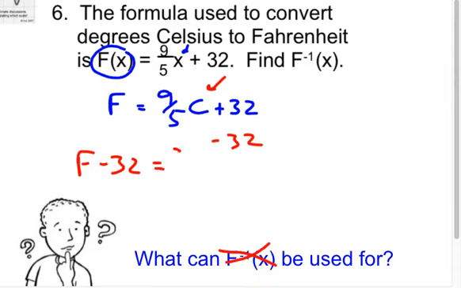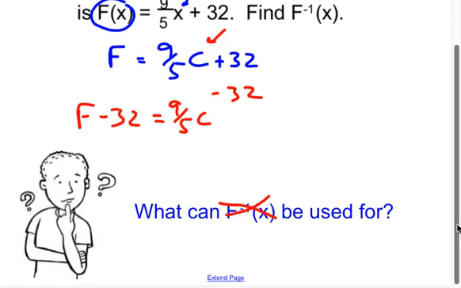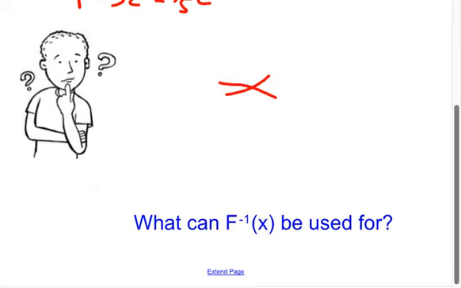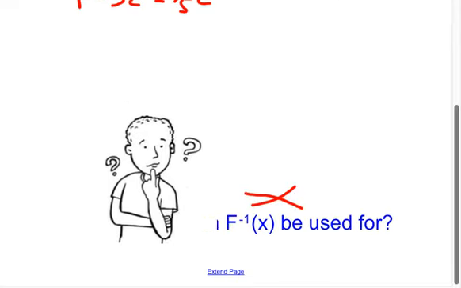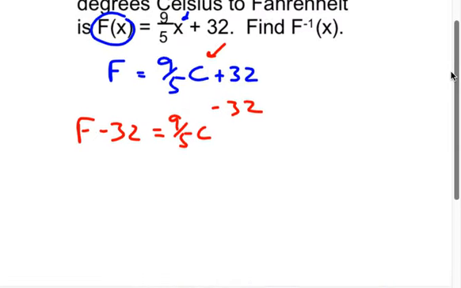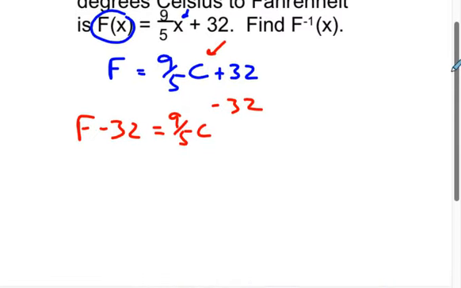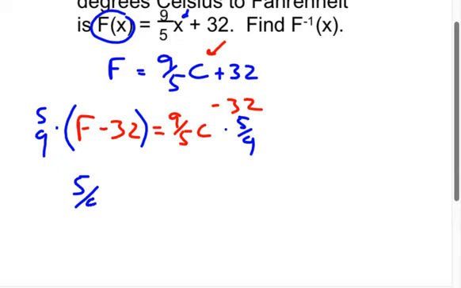equals 9/5 C. Now there's a couple different things you can do here. I could just multiply both sides by 5/9. But you're multiplying it by this whole thing, so it should be in parentheses. So this would be 5/9 times Fahrenheit minus 32 in parentheses, and that would be what C is equal to. That's one way you could do it, and that would be just fine.